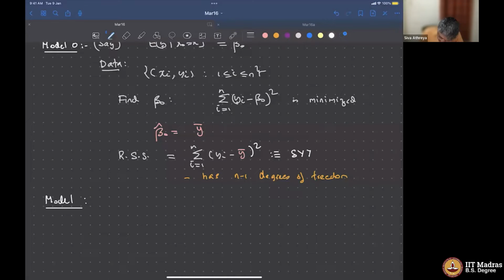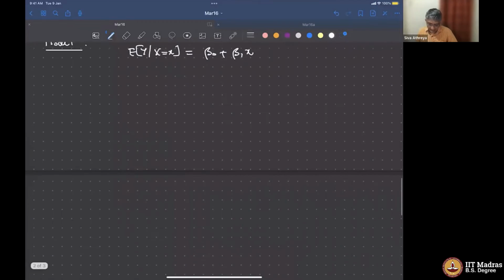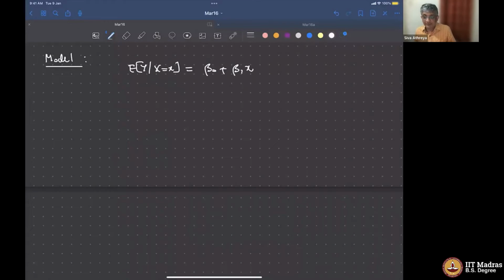So what our model was, E of y given x equal to x, was beta naught plus beta 1 times x. Very good. So here we can do the same thing again. We know how to estimate beta naught, beta 1, and we have done that many times before. So let's just write this down again. What will beta naught hat, beta 1 hat be in this case?